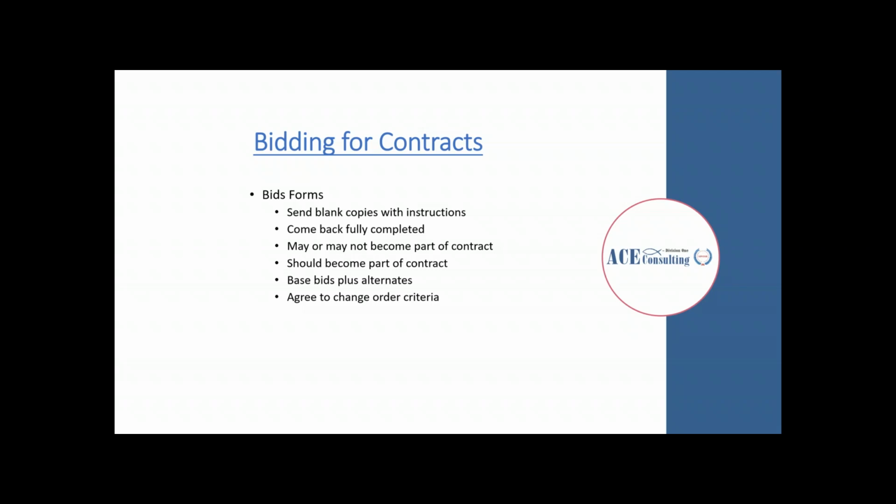Often it should become part of the contract. It lines out the earliest negotiations that describe what the scope of work is and how it's going to be performed. These bid forms need to include the base bid scope of work and pricing, along with any alternates that will be considered for the project. And there also needs to be an agreement for the change order criteria.